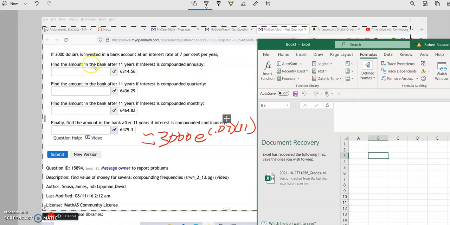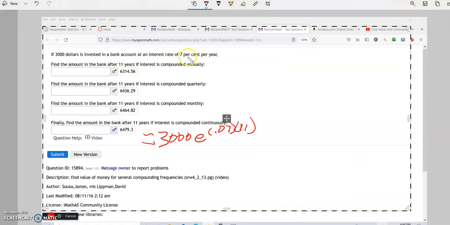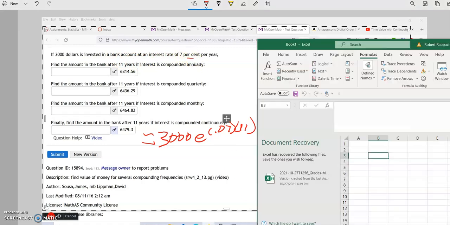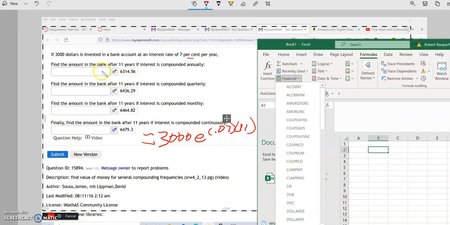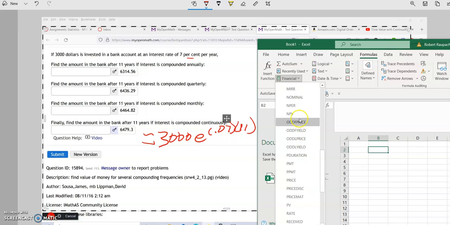So for this one, $3,000 invested, interest rate of 7%. Nice how they put that 7%, huh? And so what you want to do is go to your formulas, your financial. You're looking for a future value, how much in the bank after 11 years. So FV is future value in Excel. Okay, so find FV.